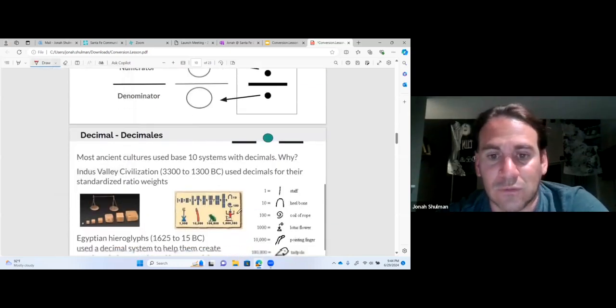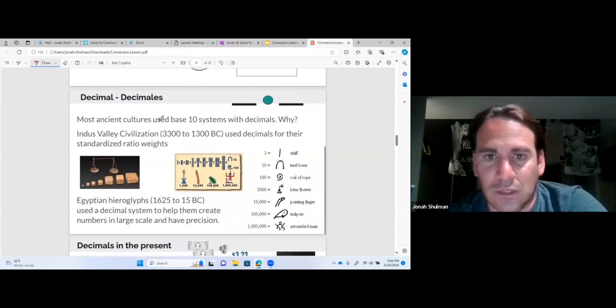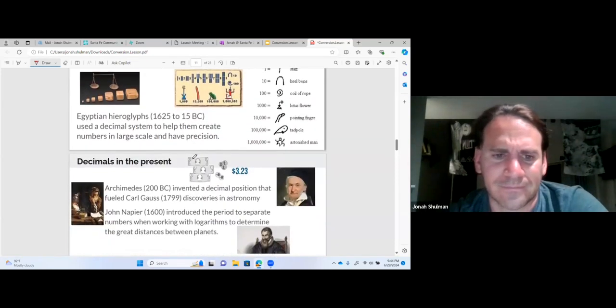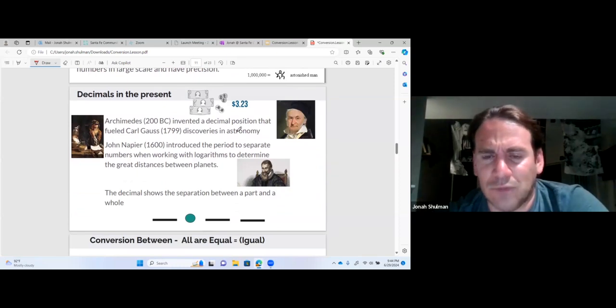Okay. And then we have decimals. And we asked if they use the base 10 system. Hopefully they can look at their hands and all the regions that use it. And this is decimals in the present.